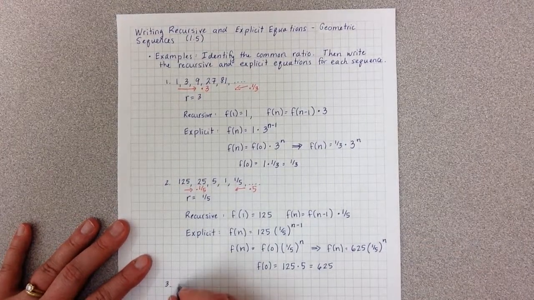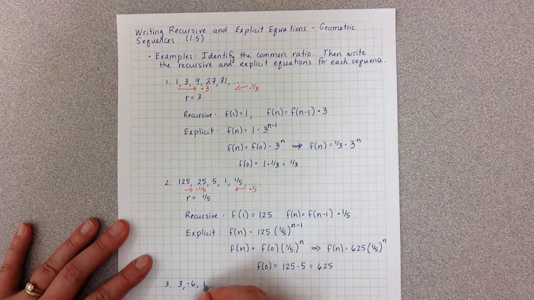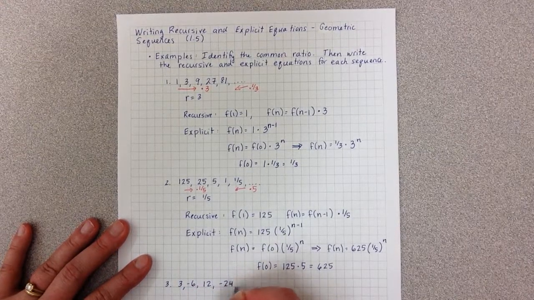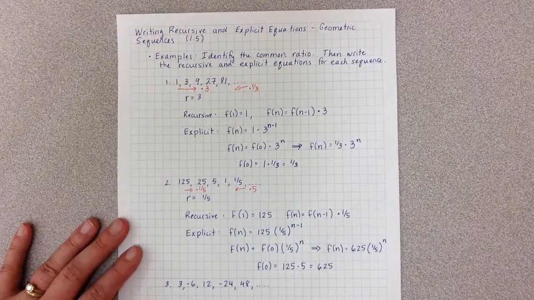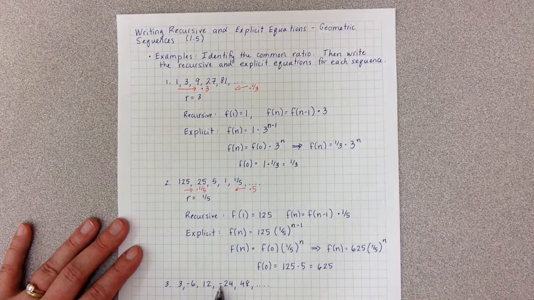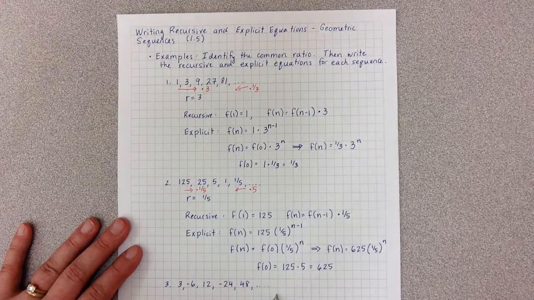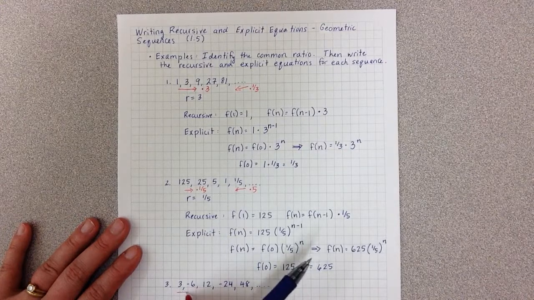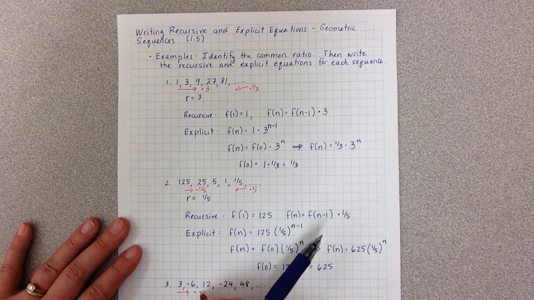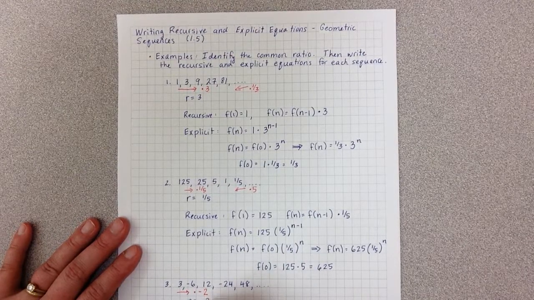Our third example is the sequence 3, -6, 12, -24, 48, etc. In this sequence, if I don't pay attention to my negative signs, we see that we are getting bigger each time. So I'm multiplying by something. In this case, what I'm multiplying by going forwards is -2. So we say our r is -2.